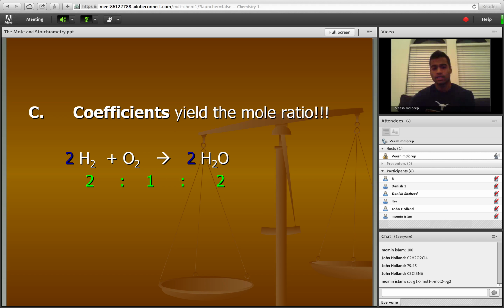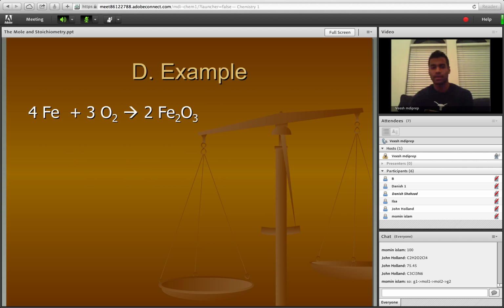Okay, so that doesn't actually answer our question, our example back there. Here's our balanced equation for that example problem. You have 4 iron plus 3 O2, diatomic oxygen gas, yield 2 Fe2O3, which is the rust. So the molar ratio is 4 to 3 to 2. For every 4 moles of iron that react, you get 2 moles of rust. Or for every 3 moles of oxygen, you get 2 moles of rust.